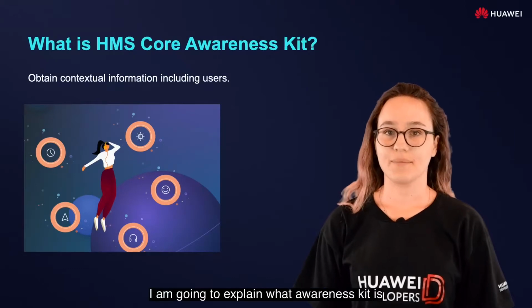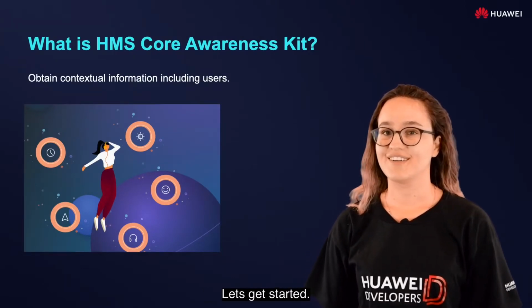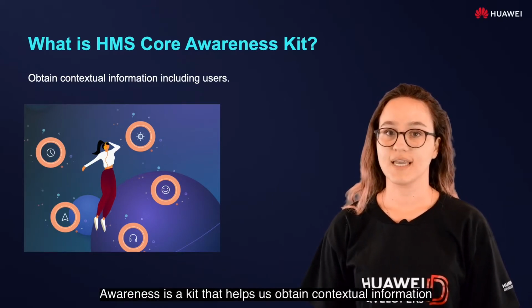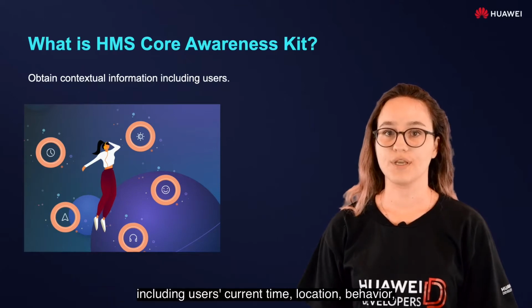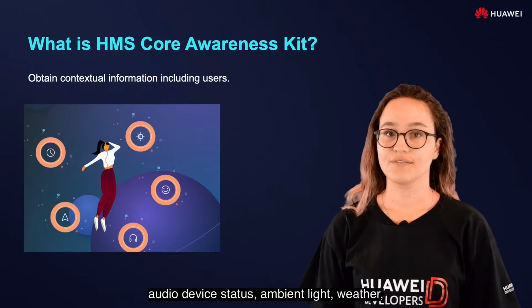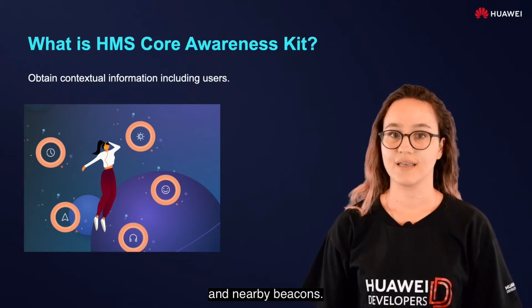In this video, I'm going to explain what Awareness Kit is and how to integrate it. Let's get started. What is Awareness Kit? Awareness is a kit that helps us contain contextual information, including users' current time, location, behavior, audio, device status, ambient light, weather, and nearby beacons.